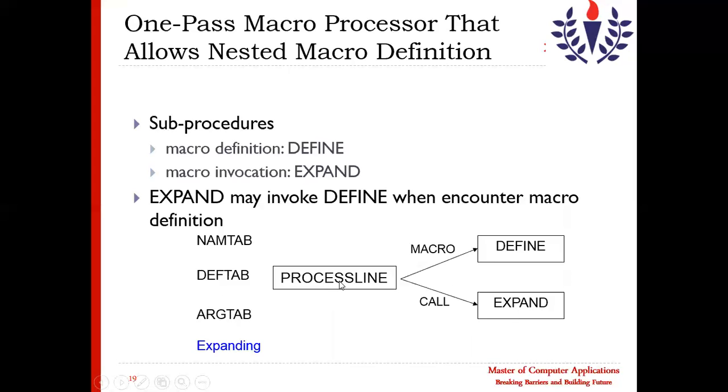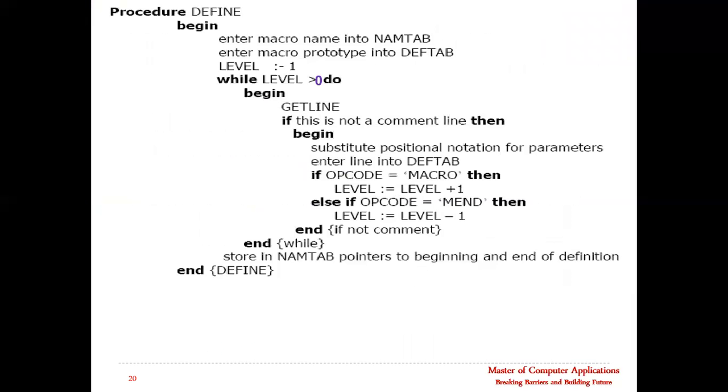In the previous slide, we discussed up to this process line, which will check for definition. If it is a macro and the name is in the name tab, it will go for expand. But now when it goes for expand, expand will further have some nested definition. So expand will further go for macro definition. That is for nested macro definition. Now, what will be the algorithm for nested macro definition?